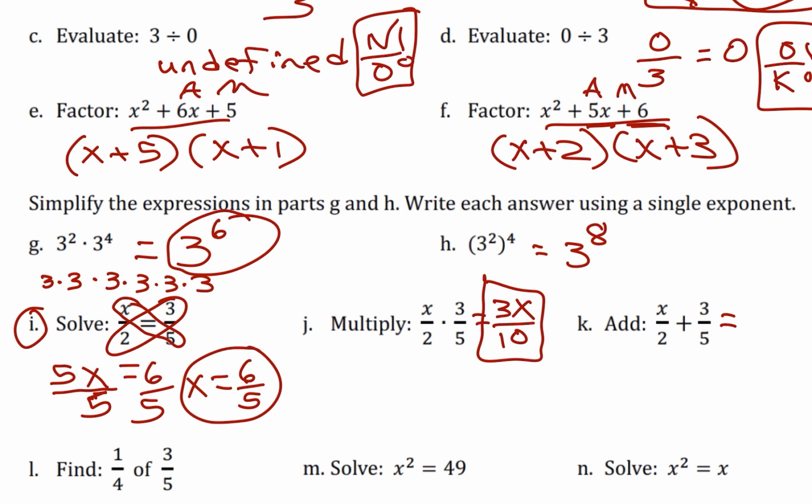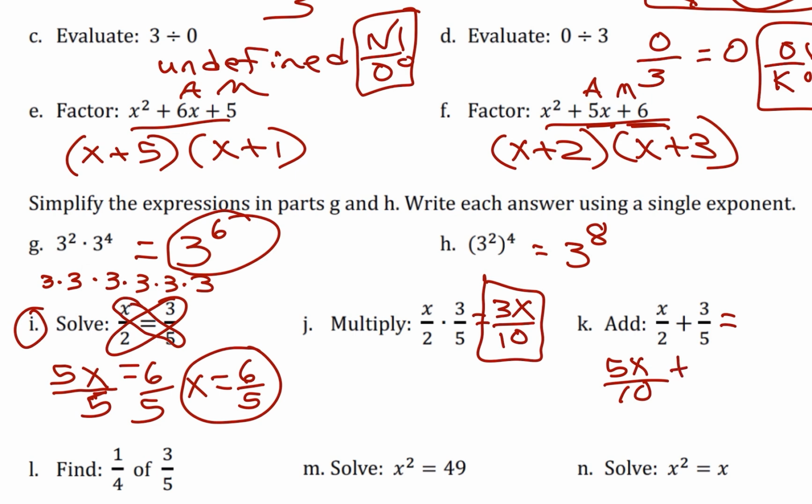Now, here, the error that a lot of students make is they want to just say x plus 3 over 7. You cannot add these two fractions together unless you have a common denominator. So the common denominator would be 10. So we're going to multiply the x over 2 by 5 over 5, because 5 over 5 is just 1. When we multiply the numerator by 5, we get 5x. When we multiply the denominator by 5, we get 10.